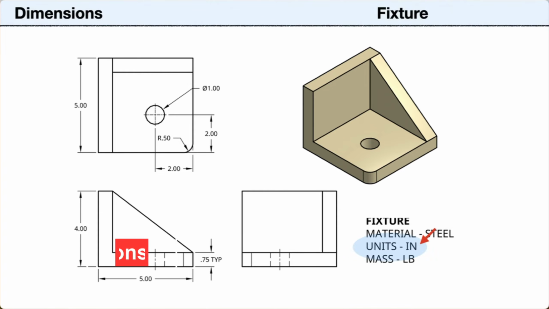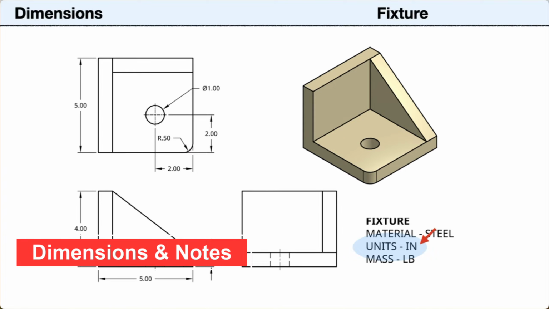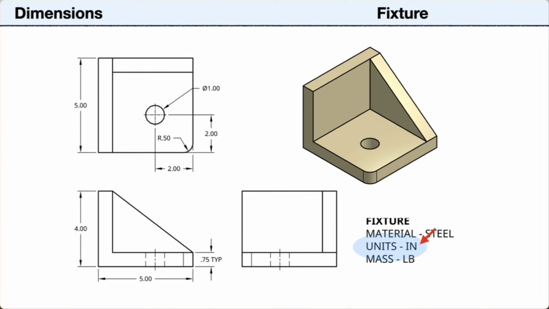Next, we will look at the dimensions and notes. First, the measurement units are in decimal inches. The thickness, the material, is 0.75 inches. TYP indicates that this is the typical thickness for all of the edges. The dimension in the front view shows the length is 5 inches. The height is 4 inches.